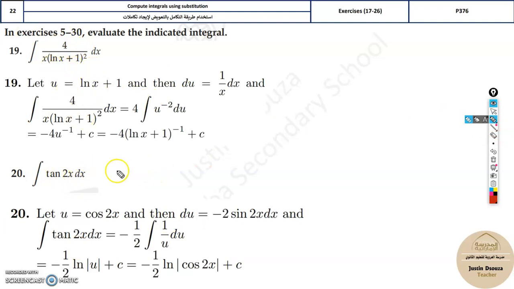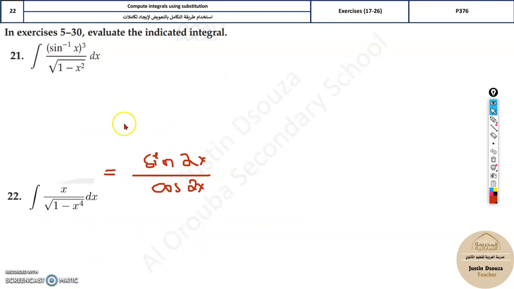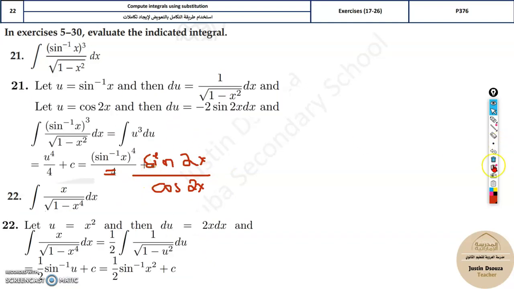But look here, you can't solve this directly. You need to use tan as sine by cos, so sine 2x over cos 2x. Now you can easily do the u substitution for the denominator, then derive it and solve. All the methods are solved here. Please make sure you go through them. Everything is very, very simple.